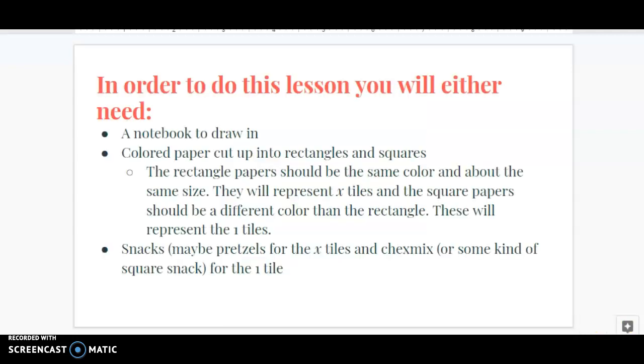And here we go. In order to do this lesson, you're going to need a notebook to draw in. You can use your math notes, or a piece of paper, but you need something to draw on. Or if you want to get creative, you can get some colored paper and cut it up into rectangles and squares. You'll see on the next slide what I mean by that.